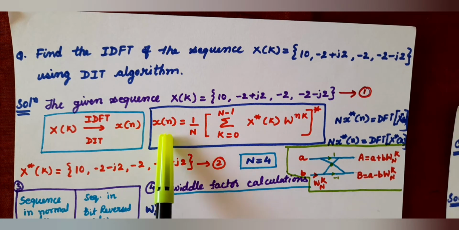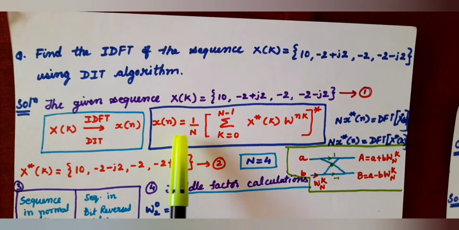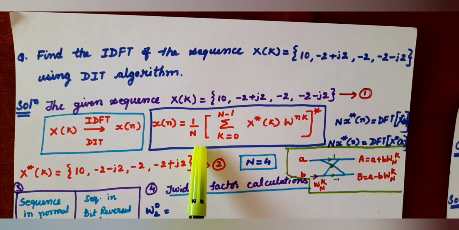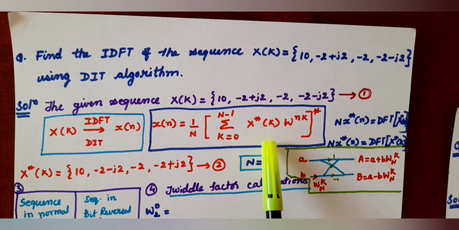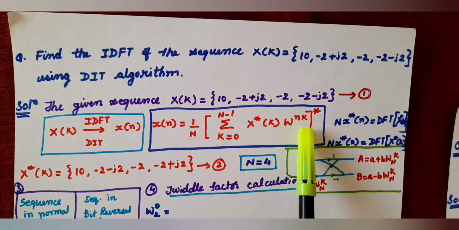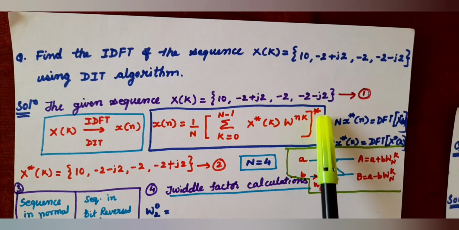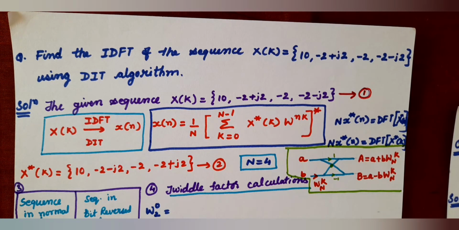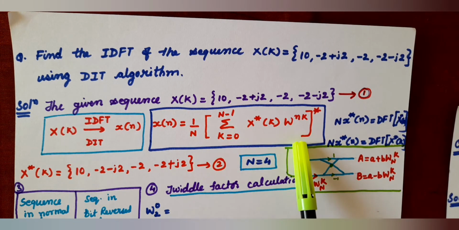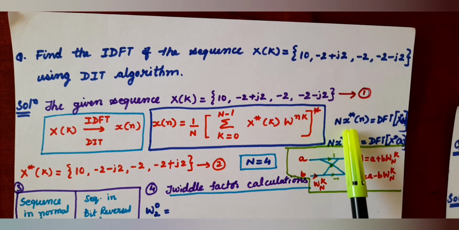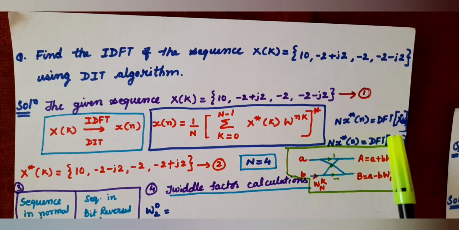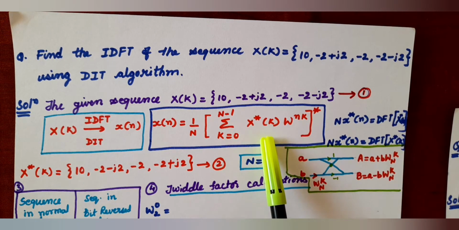What is the formula of x of n? The IDFT formula: x of n is equal to 1 by N summation k is equal to 0 to N minus 1, X star of k, W to the power of nk, the whole star, where star indicates complex conjugate. This equation is a DFT equation. So if you take this capital N to this side, N x star of n is equal to DFT of X star of k. So you are finding DFT of X star of k.